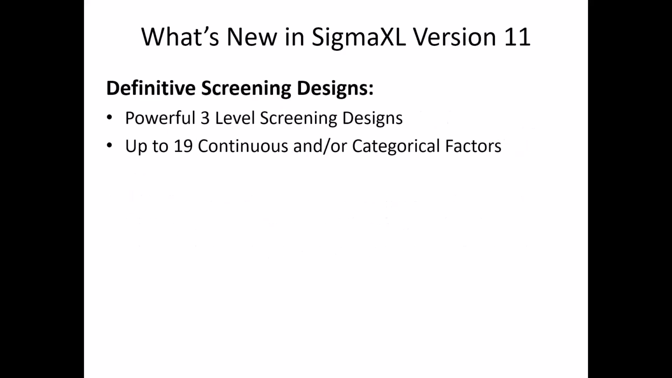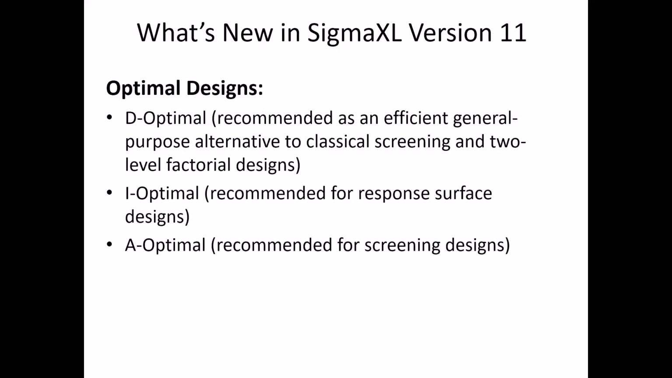A new one, definitive screening designs, which I will introduce in next month's webinar, is a powerful 3-level screening design, and we allow up to 19 continuous and or categorical factors. Definitive screening designs are very nice because in addition to modeling main effects, you can also estimate quadratic terms. If the number of significant factors is small, say 3, then you can actually build a response surface model directly from the definitive screening design. So more on that coming up in the next webinar.